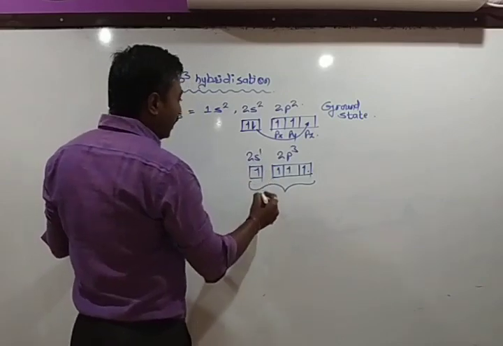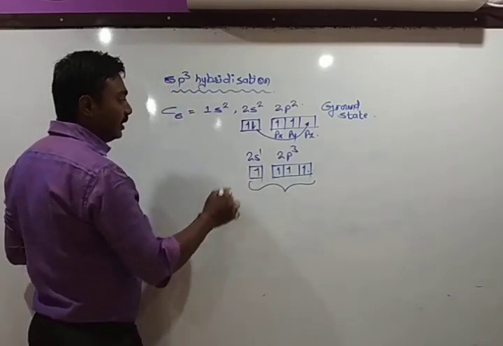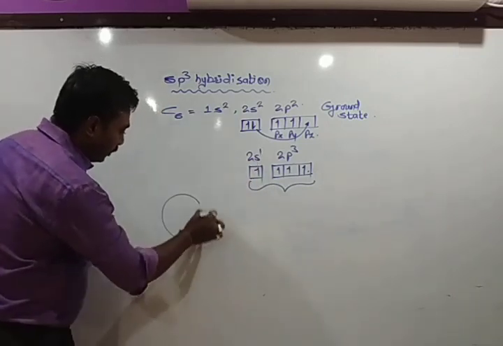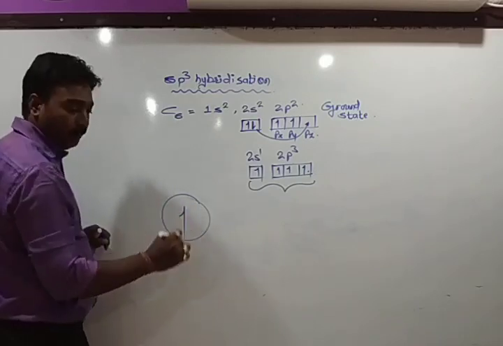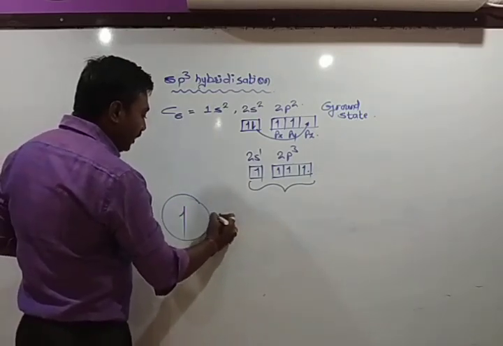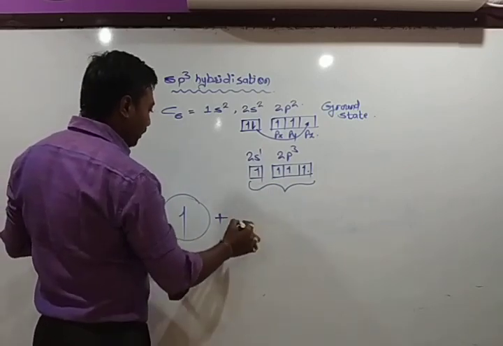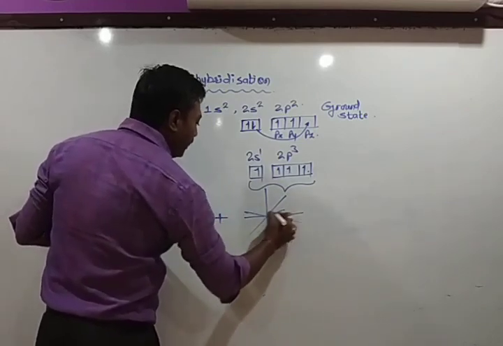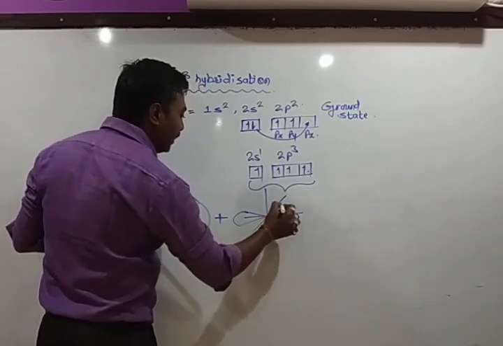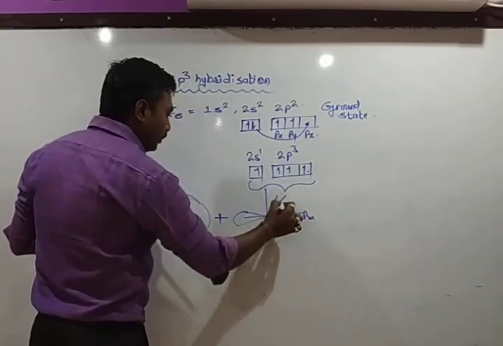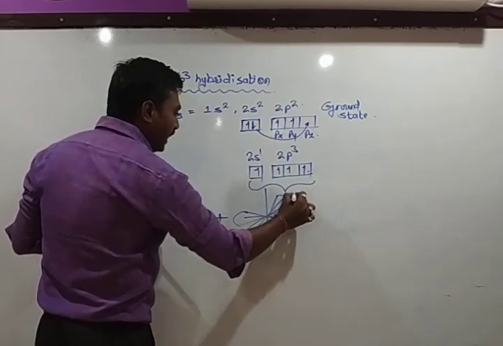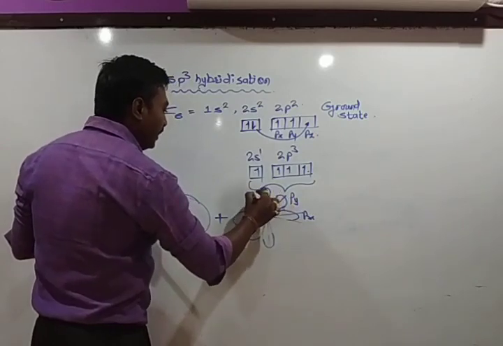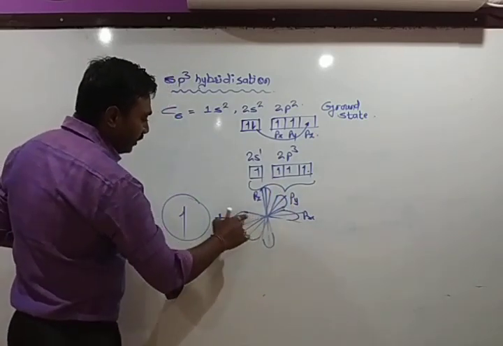Now, s orbitals are spherical in shape. Here the s orbital is spherical in shape, and it contains one electron. And p orbitals are dumbbell in shape. So we are going to draw the p orbitals. These are three p orbitals. This one is px. This one may be considered as py or pz, and if this is considered as py, then the other will be pz.